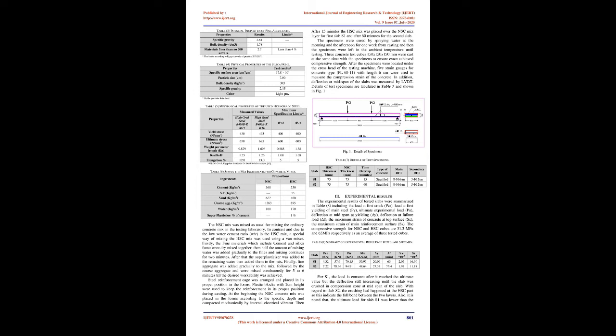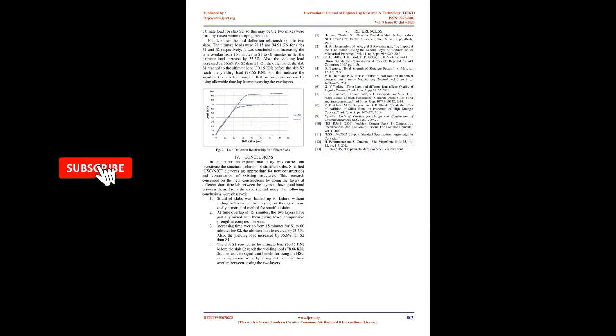3. Experimental results. The experimental results of the tested slabs are summarized in Table 8, including the load at first crack, Pcr, the load at first yielding of main steel, Py, the ultimate experimental load, Pu, the deflection at midspan at yielding, delta Y, the deflection at failure load, delta F, the maximum strain of concrete at the top surface, epsilon C, and the maximum strain of main reinforcement, epsilon S. The compressive strengths for NSC and HSC cubes are 31.3 MPa and 63 MPa respectively, as an average of 3 tested cubes.